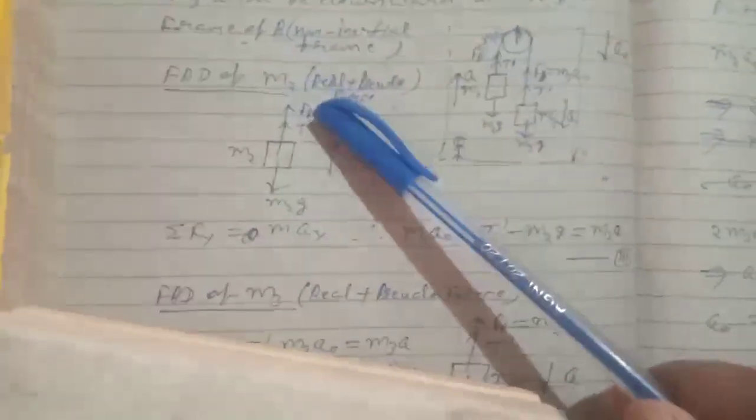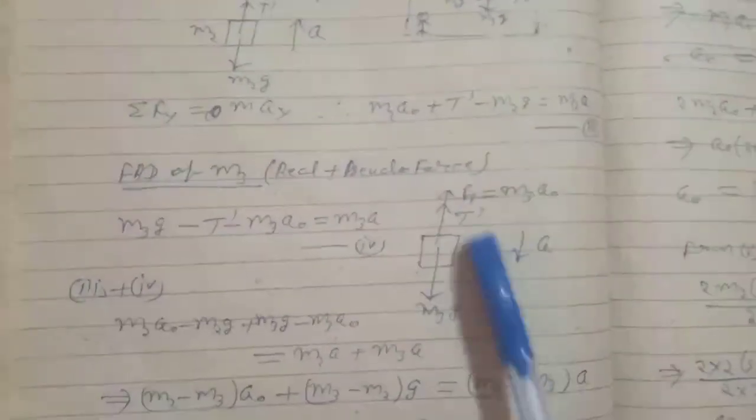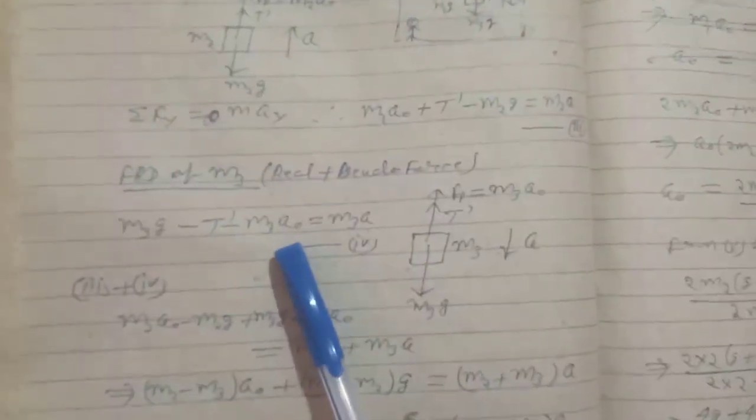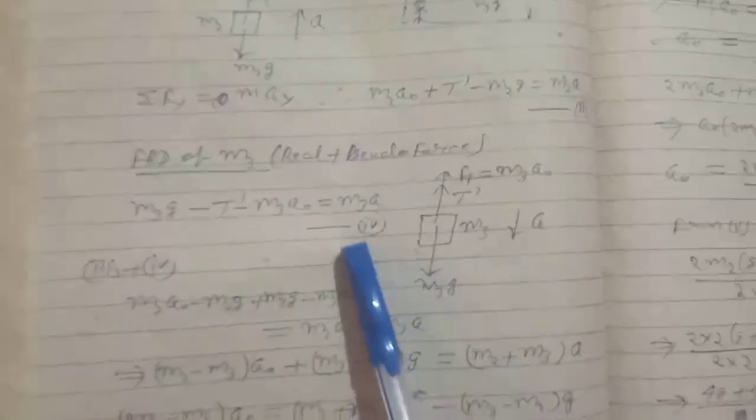So T dash and the pseudo force Fp in the upward direction, M2G in the downward direction. So we can write the equation, sigma Fy equals M into Ay: M2 into A naught plus T dash minus M2 into G equals M2 into A, equation 3. Again, the FBD of M3: real plus pseudo force. So M3G in the downward direction, T dash in the upward direction, and the pseudo force in the upward direction. M3G minus T dash minus M3 into A naught equals M3 into A, the equation of motion, equation 4.